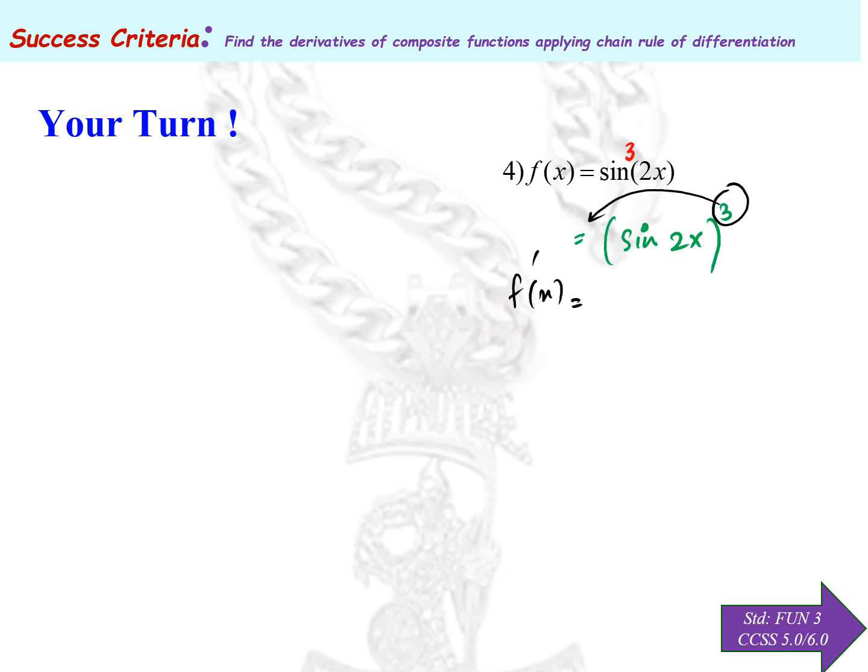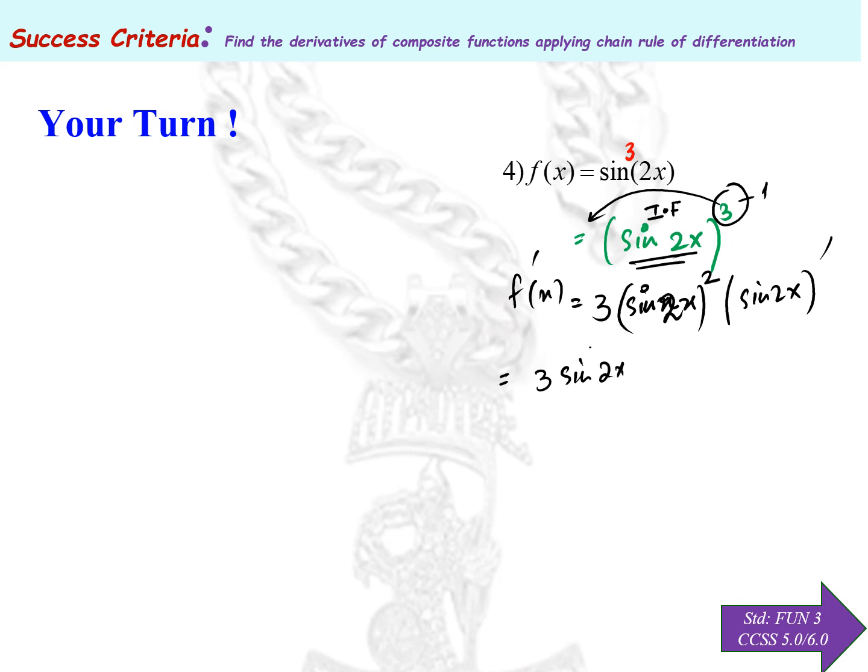Bring the power in the start. Write the inner function sine 2x as it is. From the power we subtract 1, so 3 minus 1 is 2. Now write the inner function. So see, sine 2x, the whole thing is the inner function. Write it as it is without the power and put a prime here. Now we have 3 sine 2x whole square, so this square can be written on the sine.